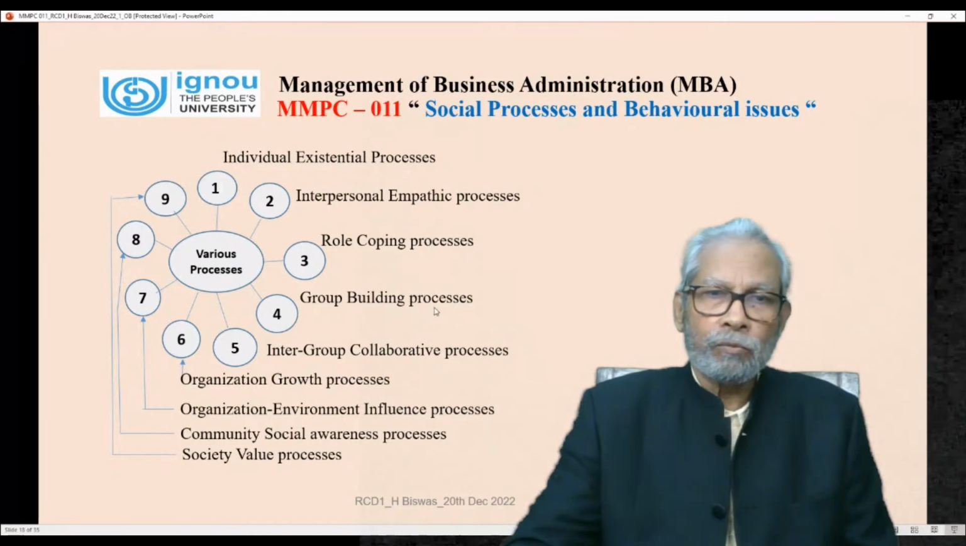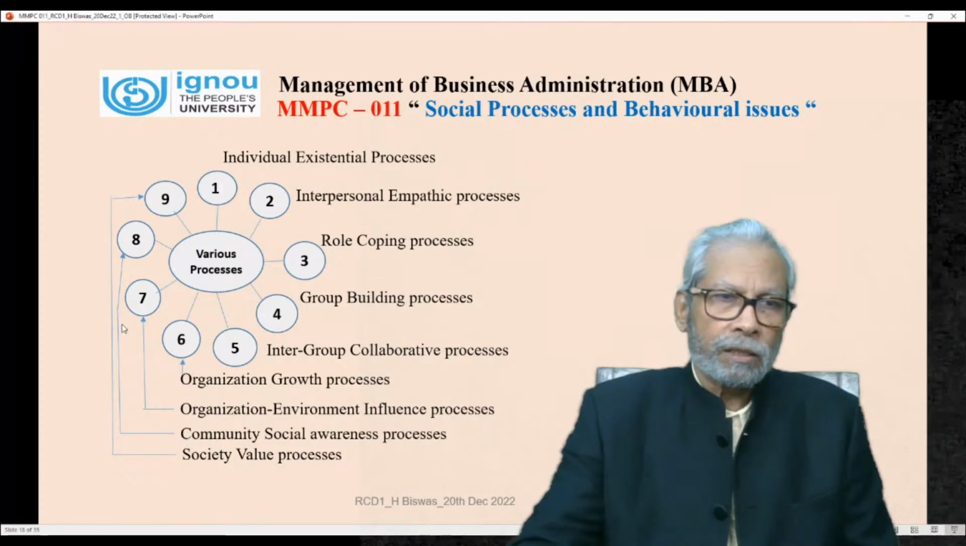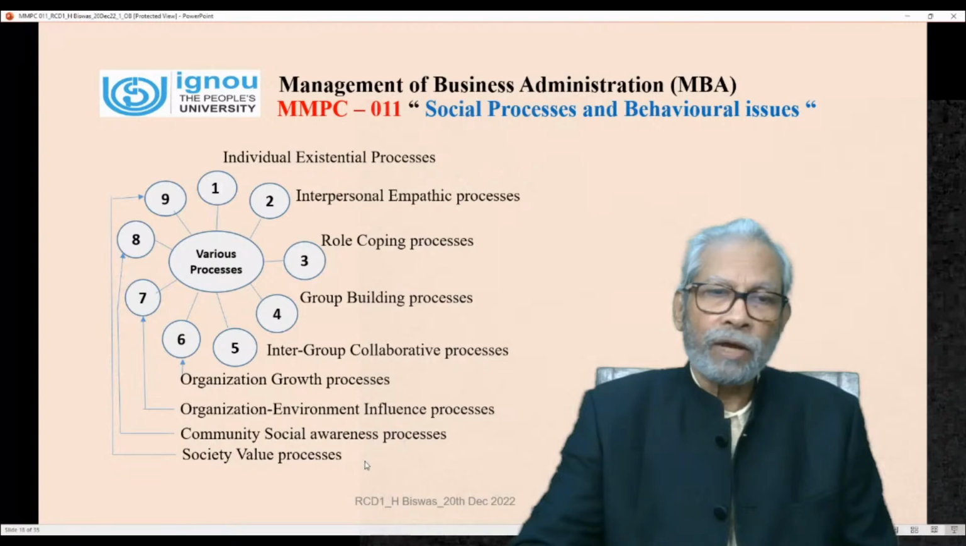Number 4 is the group building process. Number 5 is the intergroup collaboration process. Number 6 is the organizational growth process. Then 7 is your organization and environmental influence process. Community social awareness is your process, serial number 8. And 9 is your society value process.